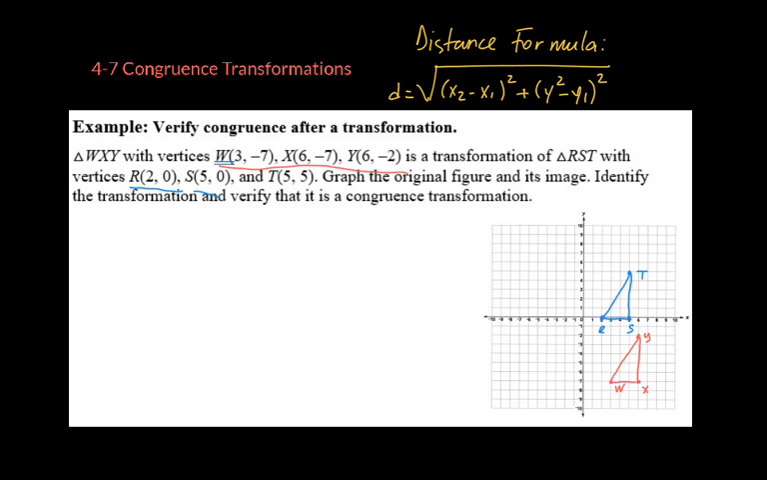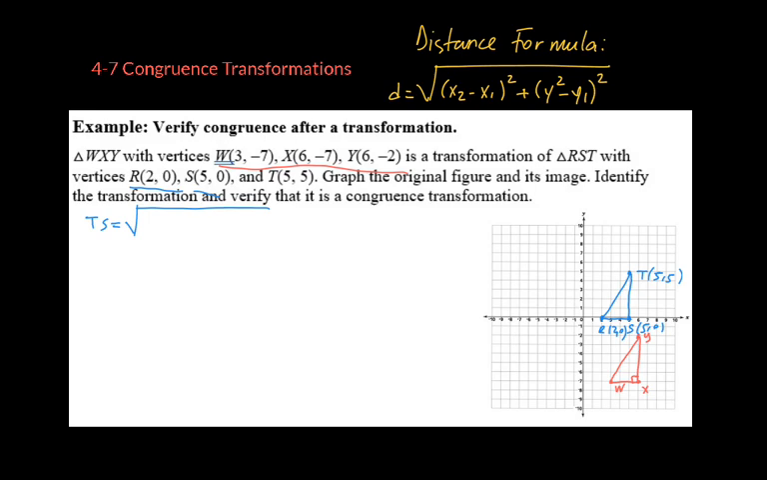So these are the two triangles that we have. The red one is the image, the blue one is the original triangle. What we need to do is find the length of each side. So the length of TS would be square root of, let's write down the coordinates up here. T is 5, 5, S is 5, 0, R is 2, 0.